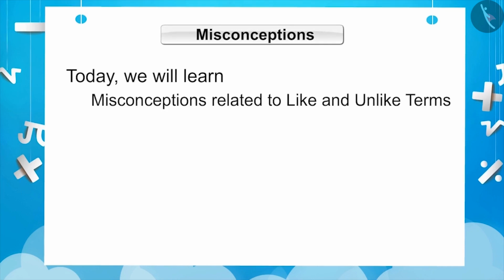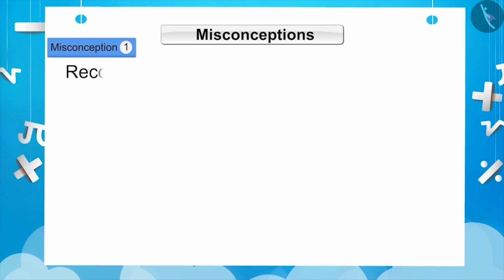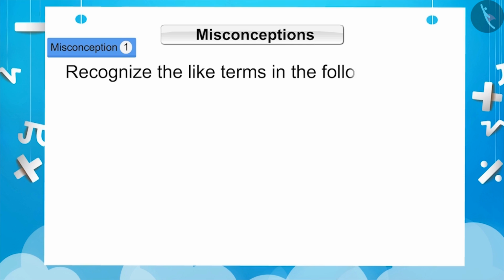Today we will see misconceptions of like and unlike terms. With the help of some examples, we have learnt about the mistakes that happen while solving questions related to like and unlike terms. Now let's see what are the common mistakes that happen while solving questions related to like and unlike terms. Identify the like terms in the following: 20xy, 10y raised to the power 3, 20zx.